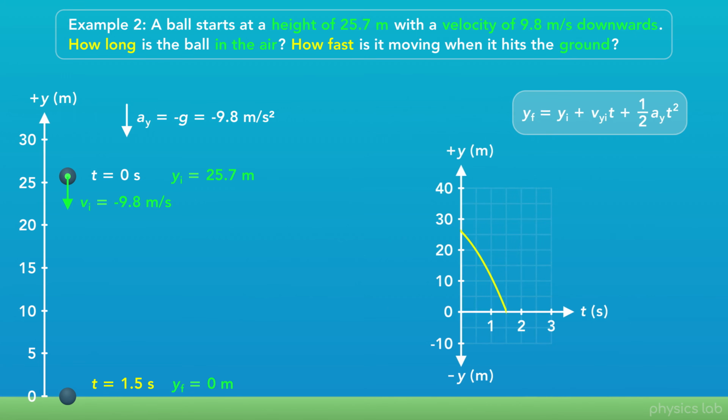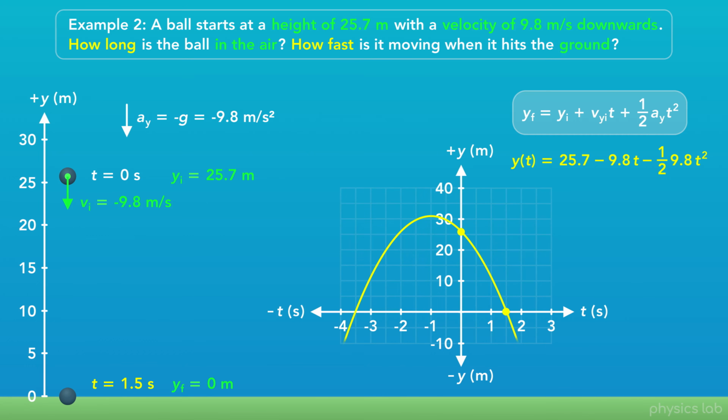Let's look at a graph of the y position versus time. It starts at 25.7 meters, and the y position equals 0 at 1.5 seconds. But this graph, and the projectile motion of the ball, is described using this equation. This equation and the graph aren't restricted to positive time values. The graph keeps going in both directions.